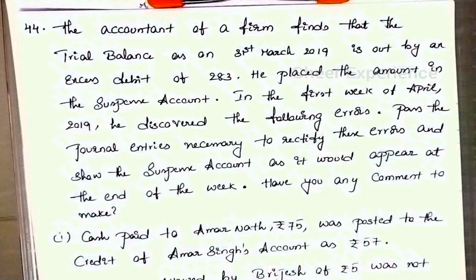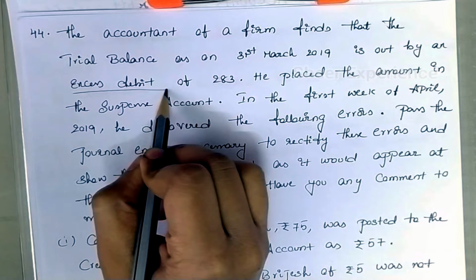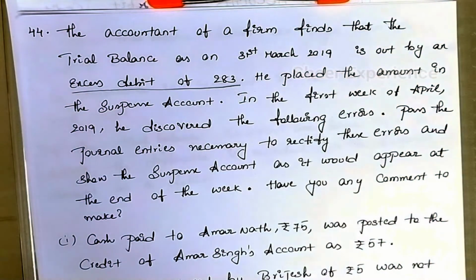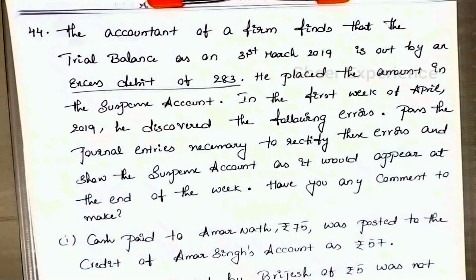Here in the problem, they have clearly given that the trial balance is already prepared as on 31st March 2019. And after preparing the trial balance, we have got an excess debit of 283. Excess debit means we have more amount on the debit side of the trial balance. Here, debit balance and credit balance are not matching with each other in the trial balance.